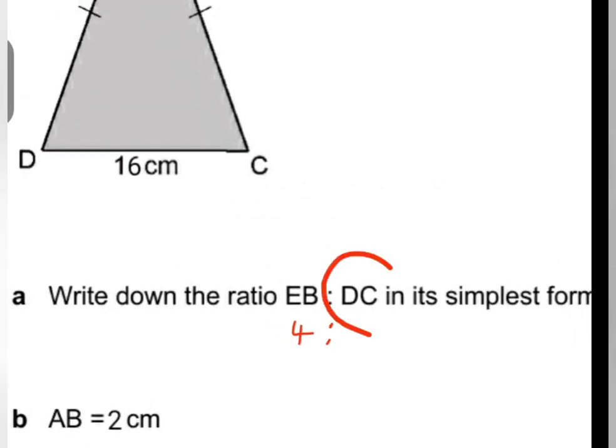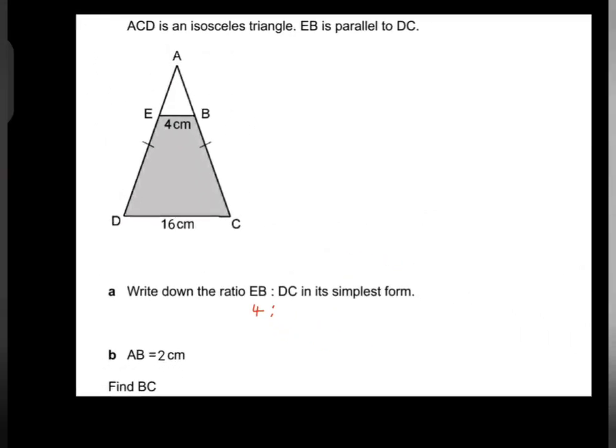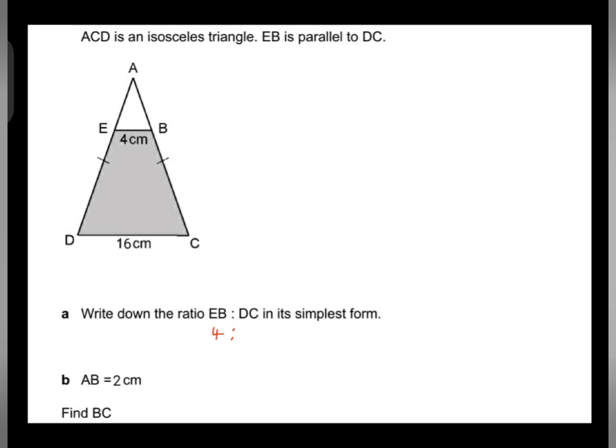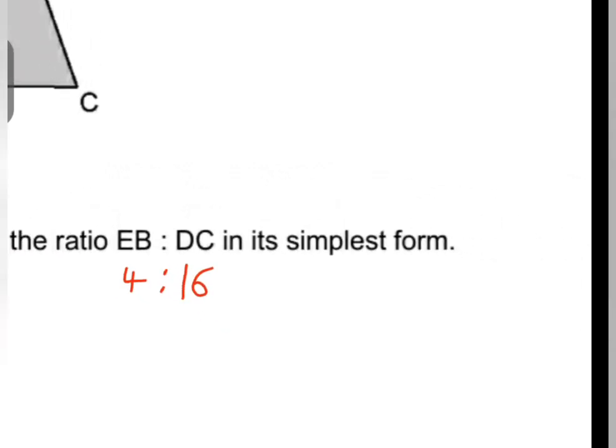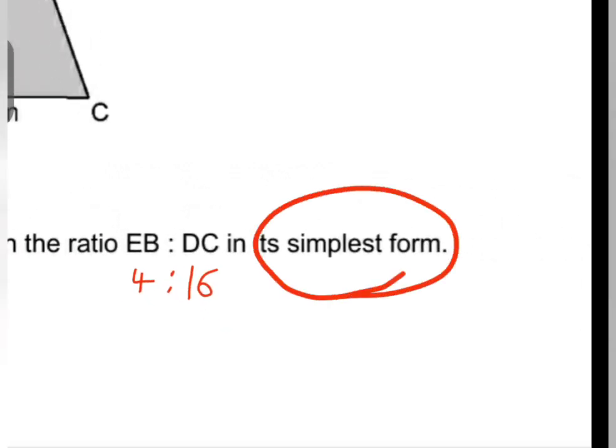And then the second one is DC. Which one is DC? Good job, it's this one. And how many centimeters? Very good, 16 centimeters. So we write 16 under it like this. And now, as the question said, in its simplest form, so we have to simplify this ratio using the 1 to n rule. Now, when we simplify ratios, we have to make them as simple as possible.